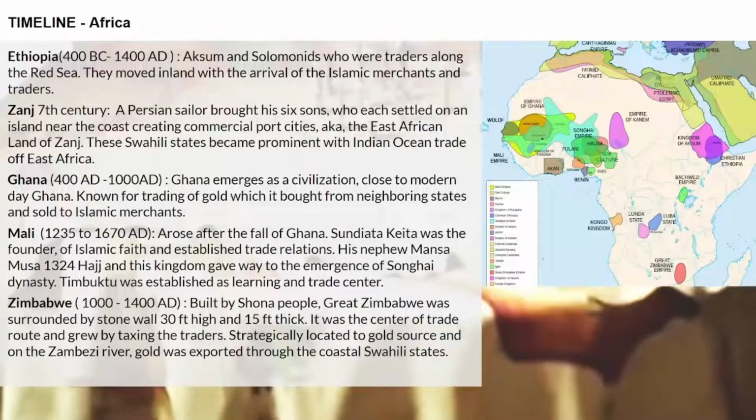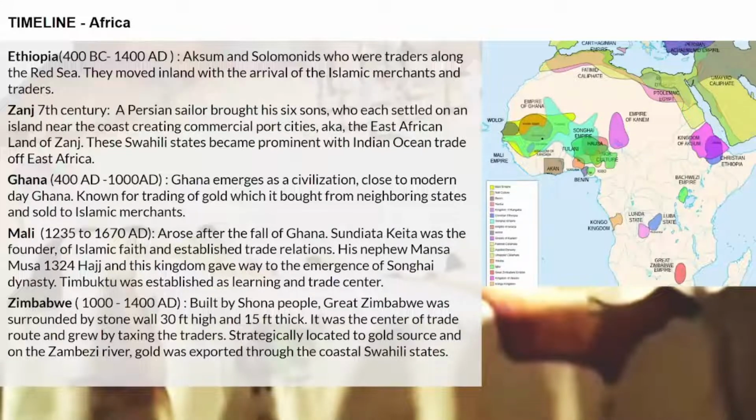In 400 AD to 10,000 AD, Ghana emerged as a civilization. They were very close to a neighboring state, which was abundant with gold. So they were able to make a name for themselves and put themselves on the map because they were known as the land of gold. They were able to use this as trade power because gold was a very rare substance at the time and it was mostly found in Africa. So this attracted people. It also made them known on the map as people to trade with.